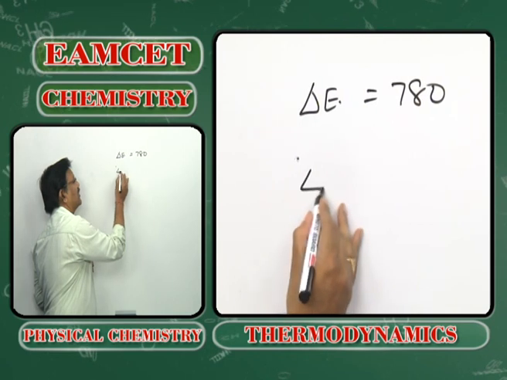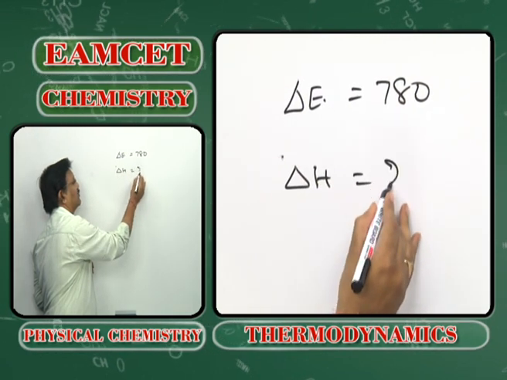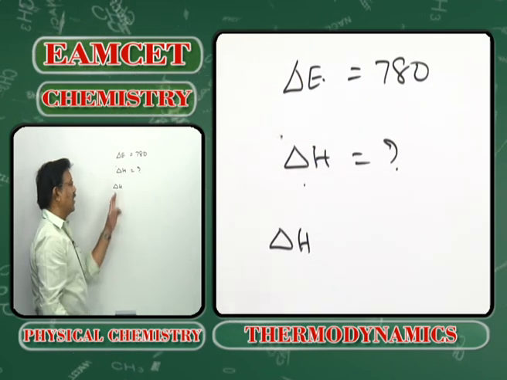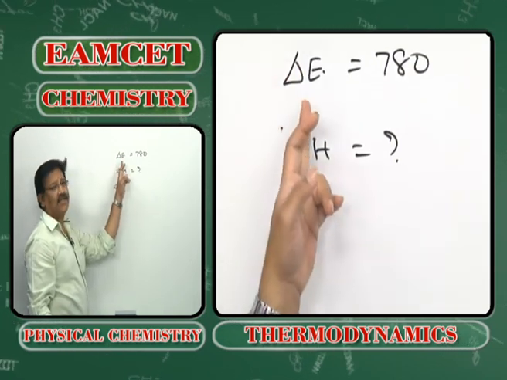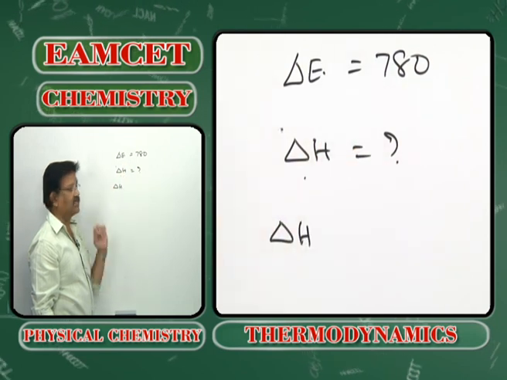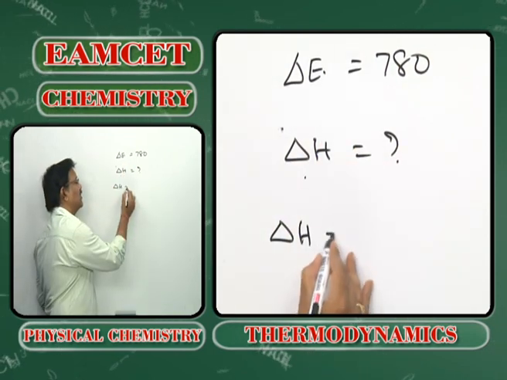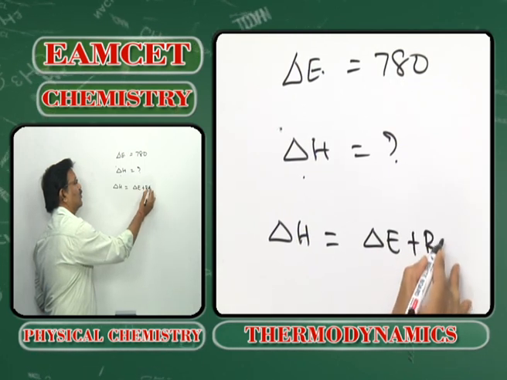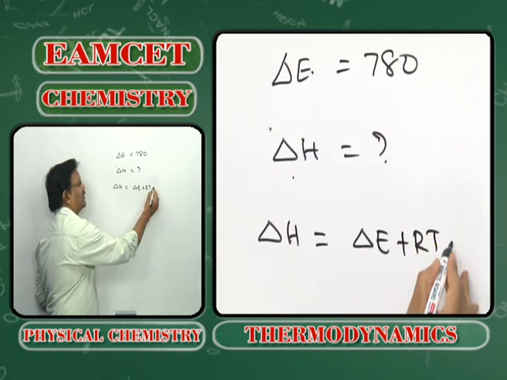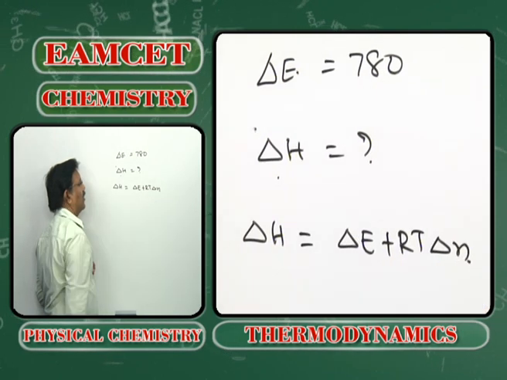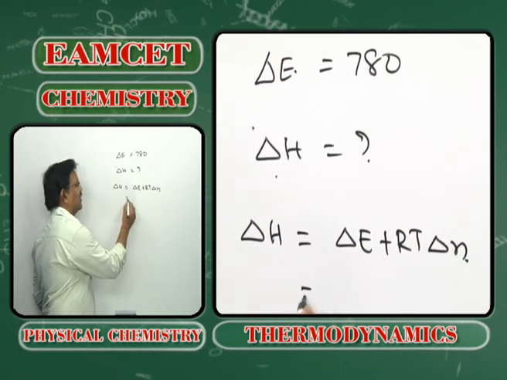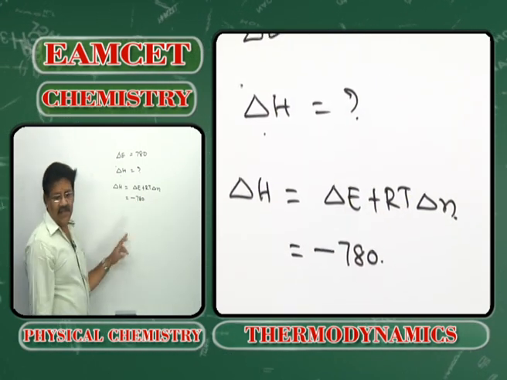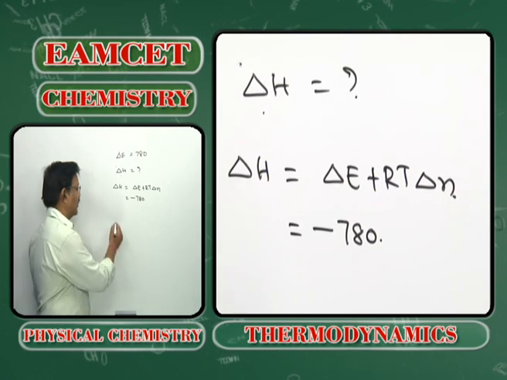And what is delta H? What do you mean by delta H? Heat of the reaction at constant pressure. What is delta E? Heat of the reaction at constant volume. What is the relation between delta H and delta E? Delta H is equal to delta E plus RT delta N. What is the delta E value? Minus 780. And what is the RT delta N value?